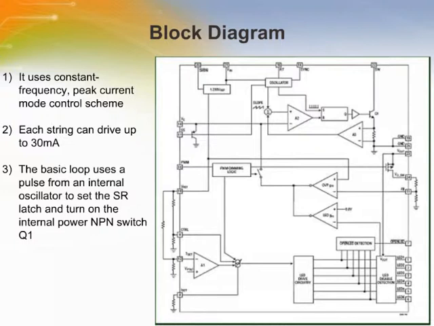The basic loop uses a pulse from an internal oscillator to set the SR latch and turn on the internal power NPN switch Q1. The signal at the non-inverting input of the PWM comparator, the A2 slope, is proportional to the sum of the switch current and oscillator ramp. When the slope exceeds Vc, the output of the GM amplifier, the PWM comparator resets the latch.